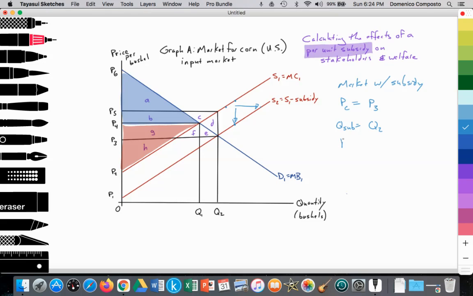And they might ask you, what is the price received by the producer? So that's going to be equal to the price paid by the consumer plus the subsidy. All right, the price paid by the consumer plus the subsidy. P3 plus subsidy gives us P5. And that's going to be equal to the variable of P5. Some other questions can include consumer spending and total revenue before and after.